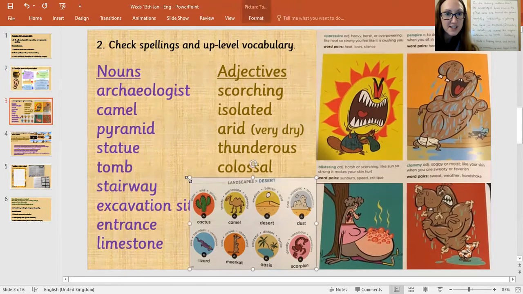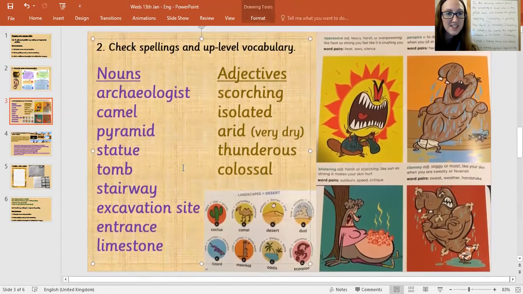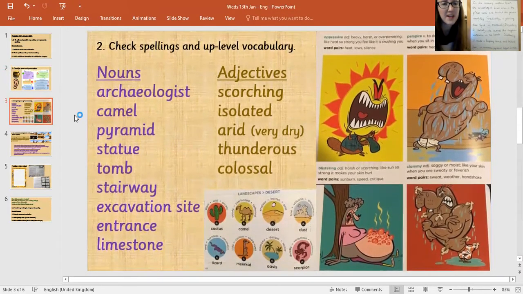Just going to resize this one as it just cuts off that bit there. Fantastic. Okay, so in purple we have a list of nouns, words that would be useful for this piece of writing that you may misspell. So we've got archaeologist, camel, pyramid, statue, tomb, stairway, excavation site, another word for the dig pit, entrance, and limestone. The pyramid would have been made out of limestone blocks.